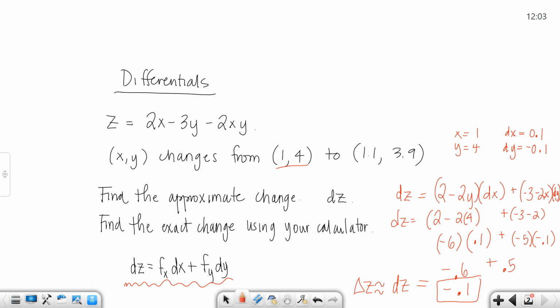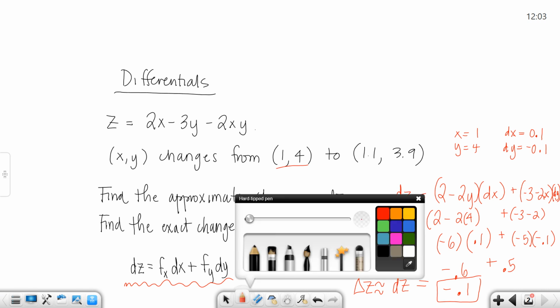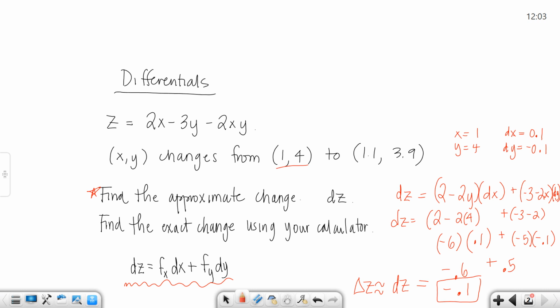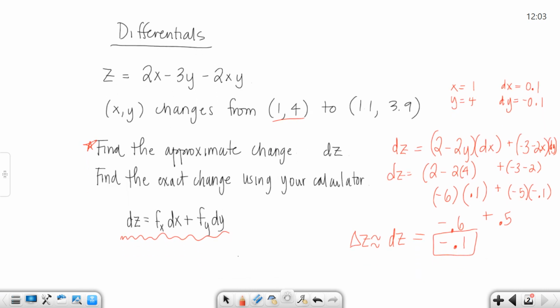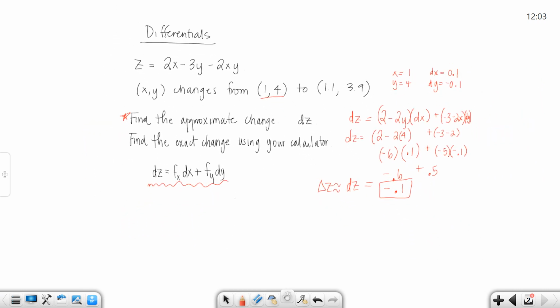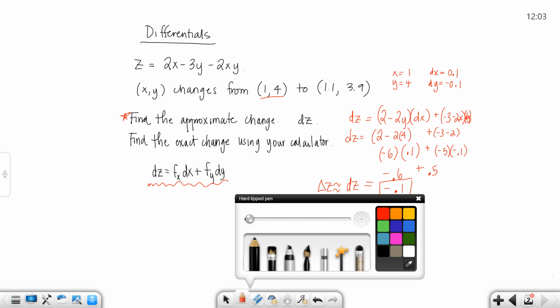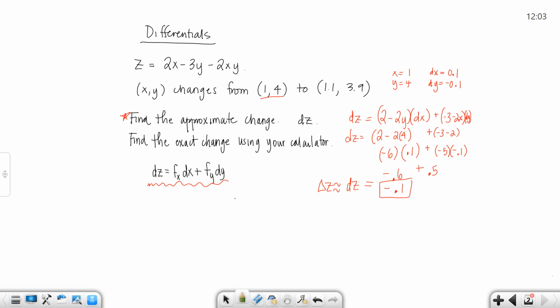Now, that part I will ask you on a test. It's not hard to do, just simple calculations. And that was your answer to this one. So the second part asks you to find the exact change in z using your calculator. So I'm not going to ask you the formula way. We have enough going on to have to deal with that.